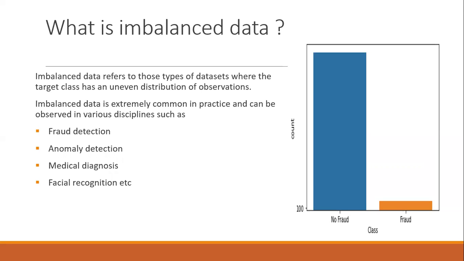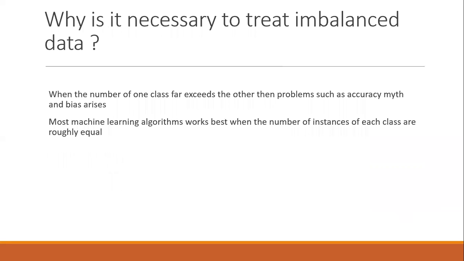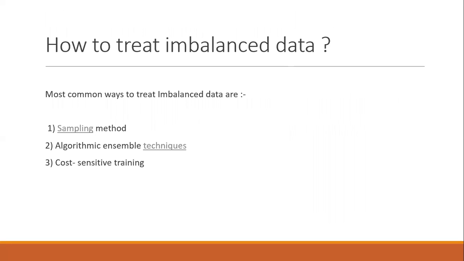Now, let's see why it is necessary to treat imbalanced data. When the number of one class far exceeds the other, then problems such as the accuracy myth and bias arise. Secondly, most machine learning algorithms work best when the number of instances of each class is roughly equal. Hence, it is important to treat imbalanced data. Now we will see how to treat imbalanced data. There are multiple ways to treat imbalanced data, but the following are the most common ways.